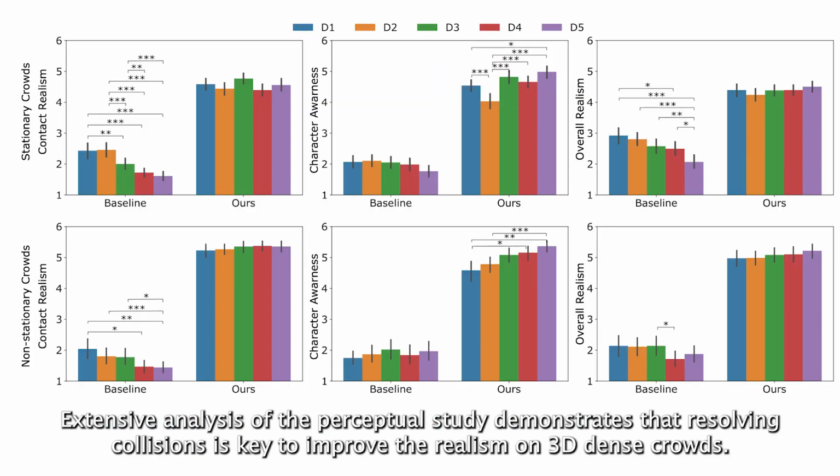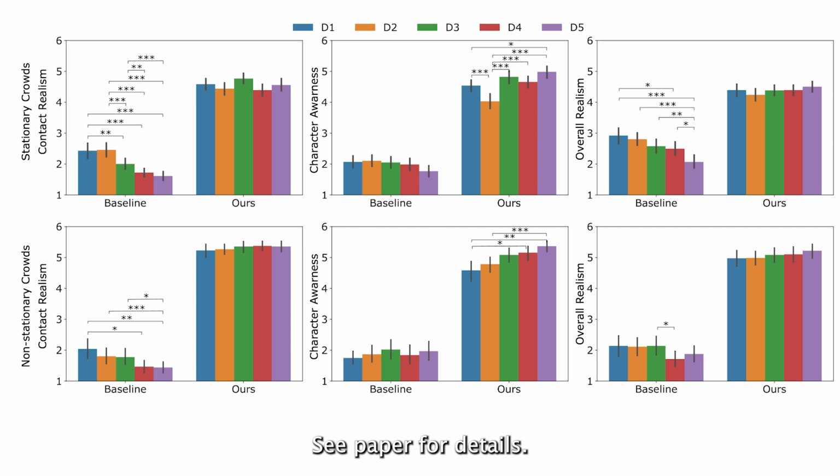Extensive analysis of the perceptual study demonstrates that resolving collisions is key to improve the realism on 3D dense crowds. See paper for details.